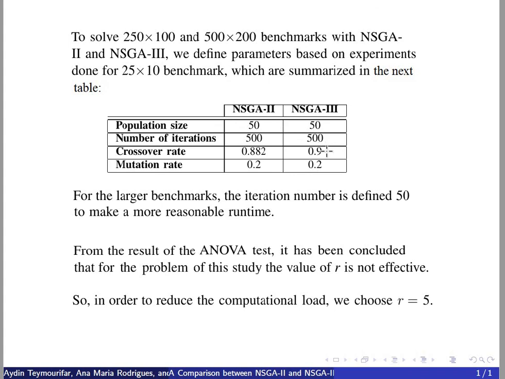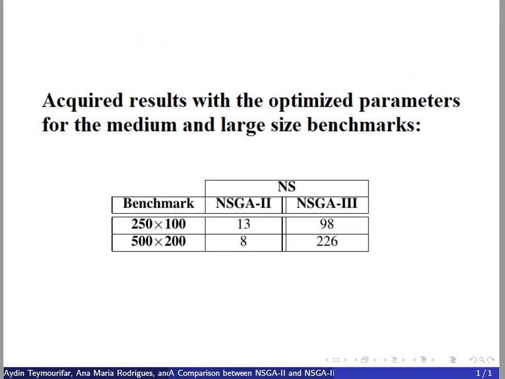Using these parameters, we solve the problem with NSGA-II and NSGA-III for the medium and large benchmarks. Acquired results with the optimized parameters for the medium and large size benchmarks are like this. So based on the results, it is clear that with optimized parameters, NSGA-III has better results than NSGA-II.